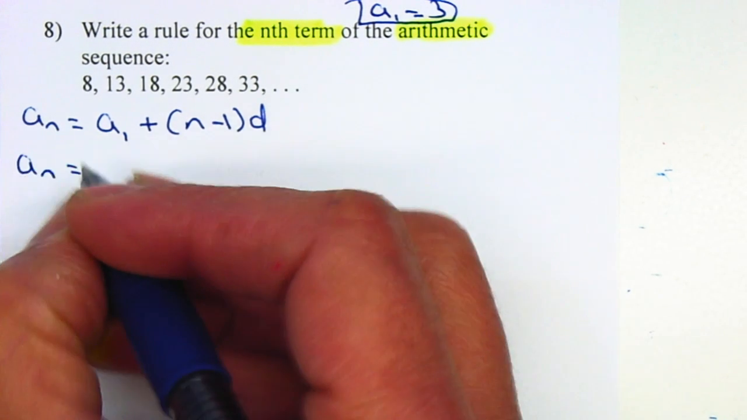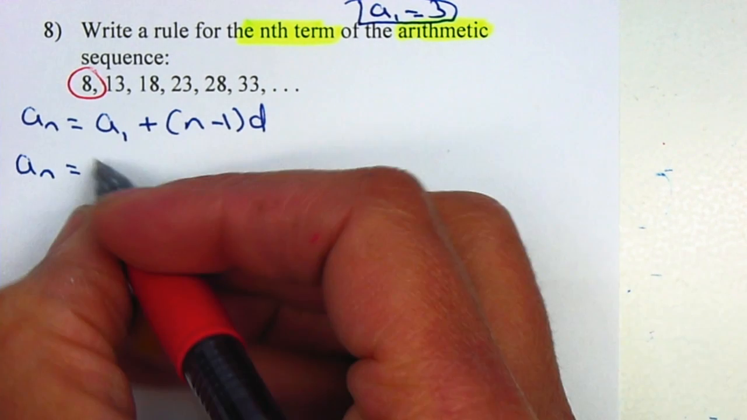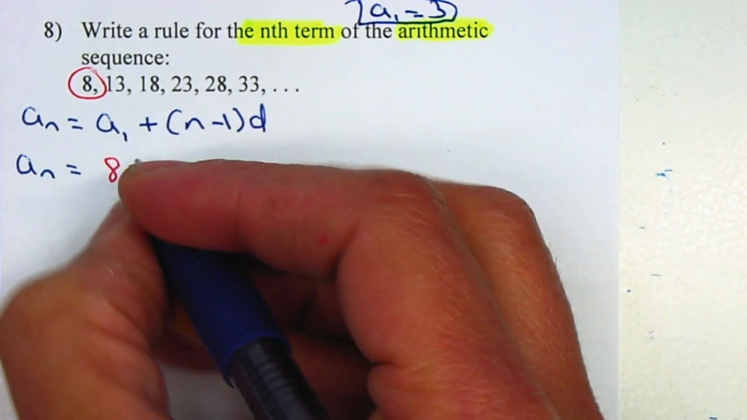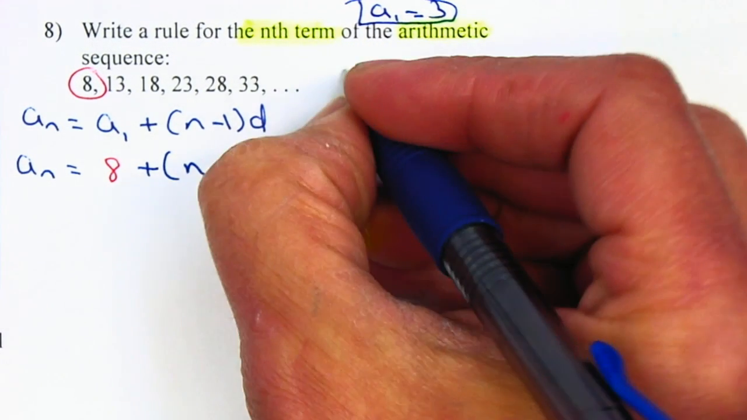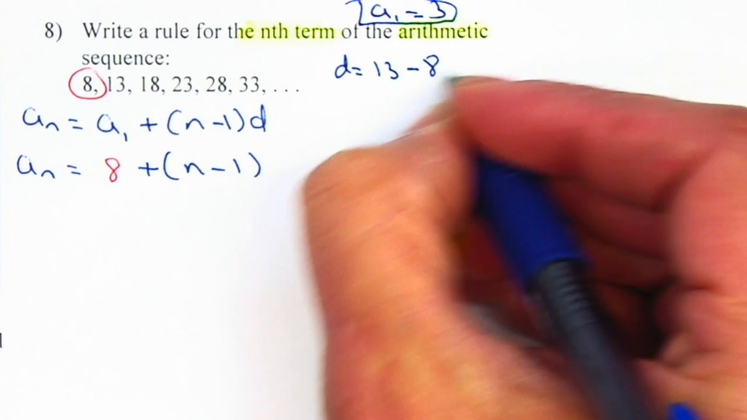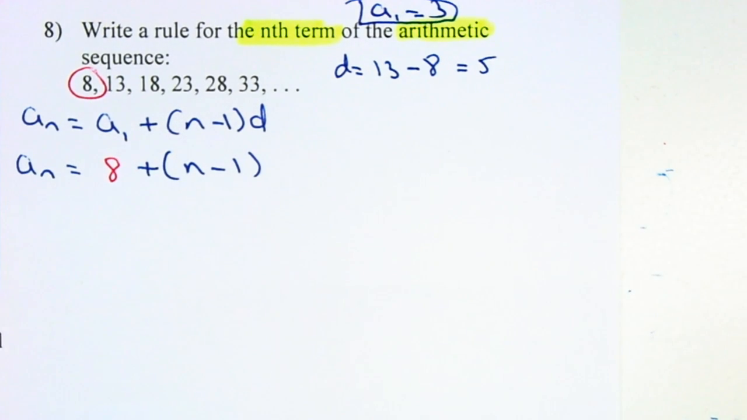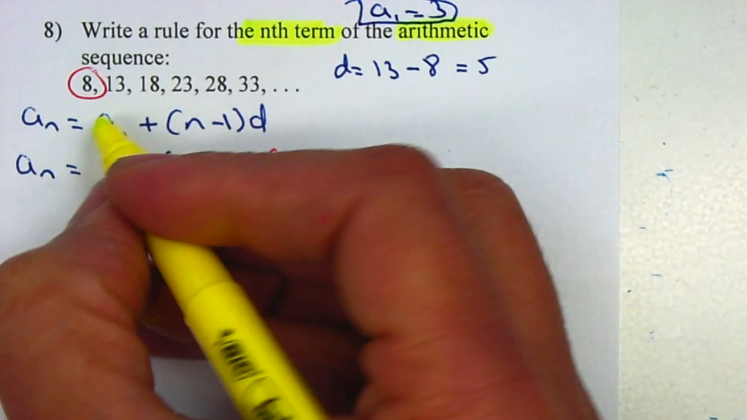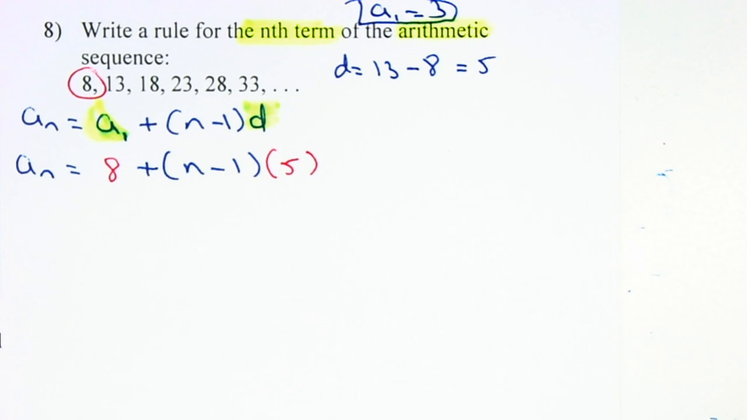A sub n is equal to, a sub 1 is the first term, so in this case it will be 8, plus n minus 1 multiplied by the difference. The difference, you're going to take the second number minus the first number, which is equal to 5. Notice that it's increasing, so that'll be positive 5. And now, because they give us all the information, remember the only thing that I needed to plug in was a sub 1 and d. Since they give me all the information, then I can just simplify.